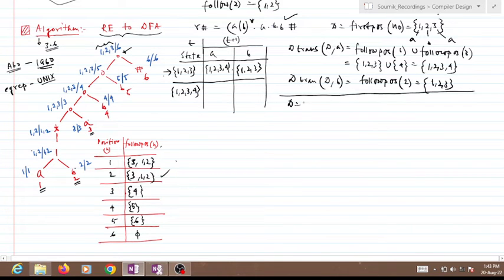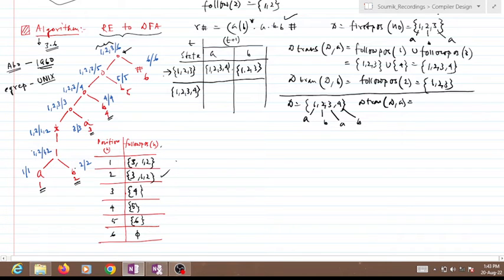So the new state D equals 1 2 3 4. Now this 1 again corresponds to a, this 2 corresponds to b, this 3 corresponds to a, and this 4 corresponds to b. Now we have to find these values. So Dtran of D comma a.